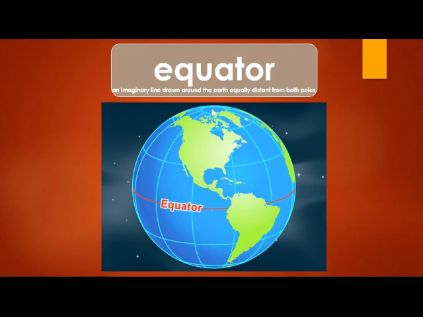So up here at the top, we have our North Pole. Down here at the bottom, we have our South Pole. And here's this imaginary line right in the middle called the equator. Here's where we live in Florida. We're pretty close to the equator, right? But it's still further south than we are.